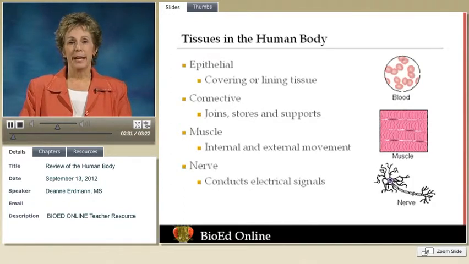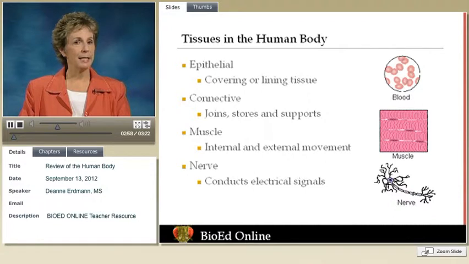Let's look individually at the different tissues of the body. Epithelial tissue is a covering or lining tissue. So the skin is an epithelial tissue, and the lining of the mouth is epithelial, the inside surface of the stomach, and the inside of blood vessels are all covered with epithelial tissue. So if you stop and think about it, in order for anything to pass in or out of the body, it has to pass through a layer of epithelial tissue.